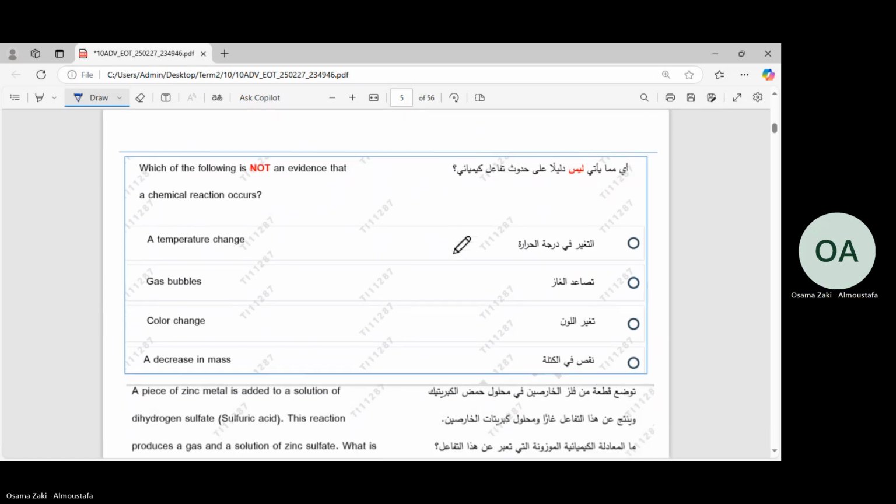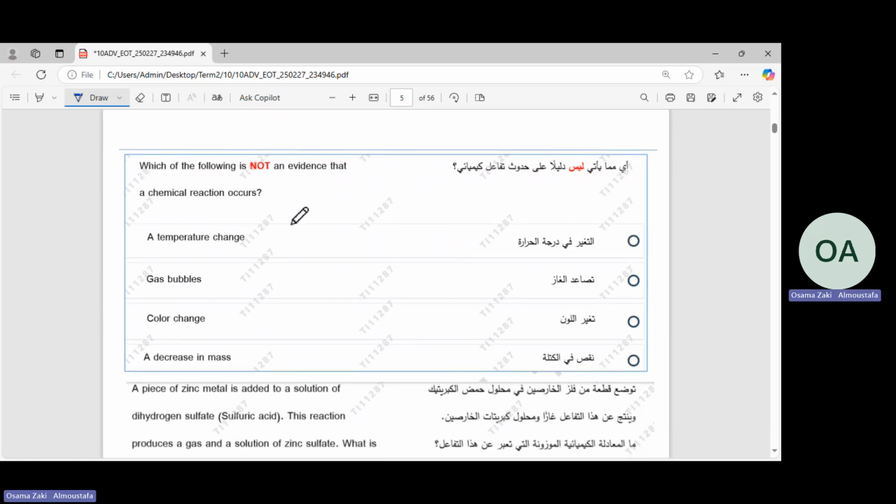Here, which of the following is not an evidence that a chemical reaction occurs? Temperature change is an evidence. Gas bubbles is an evidence. Color change is an evidence. Decrease in mass, this is not an evidence.